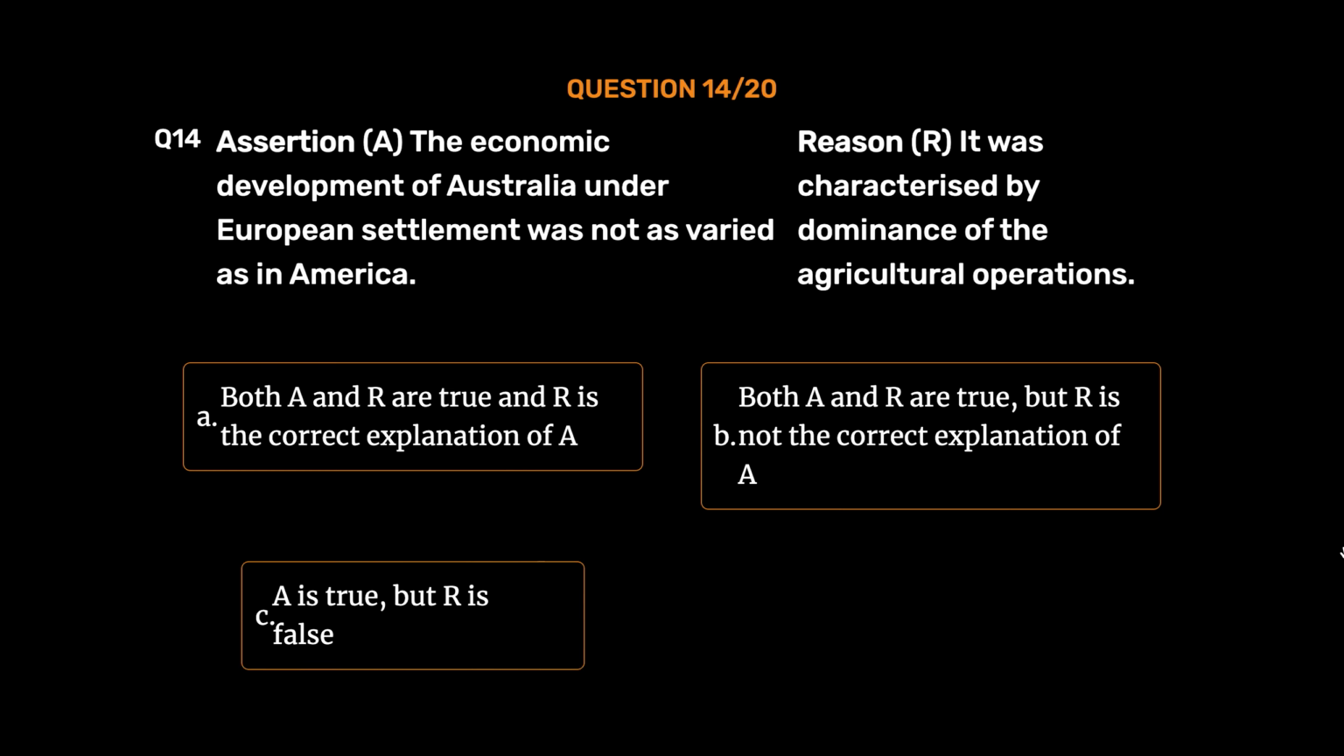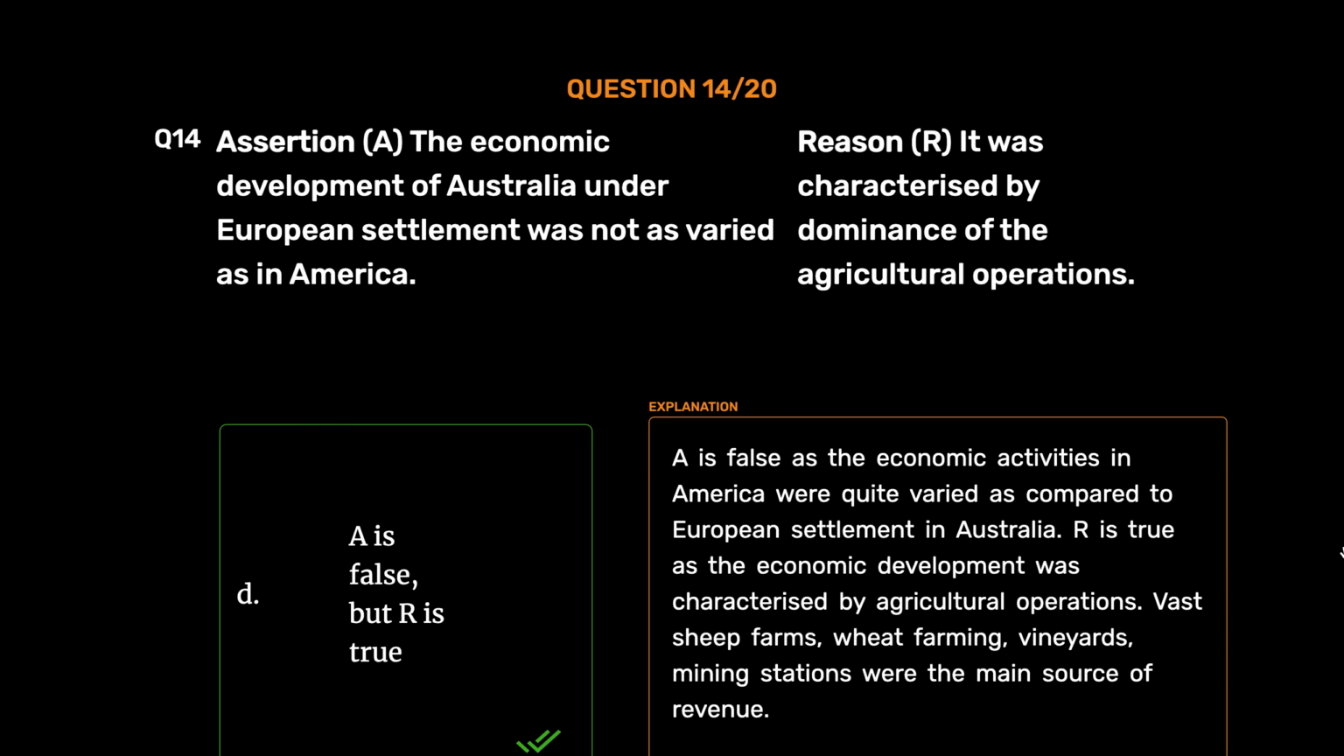Option C. A is true, but R is false. Option D. A is false, but R is true. The correct answer is Option D. A is false, but R is true. A is false as the economic activities in America were quite varied as compared to European settlement in Australia. R is true as the economic development was characterized by agricultural operations. Vast sheep farms, wheat farming, vineyards, mining stations were the main source of revenue.